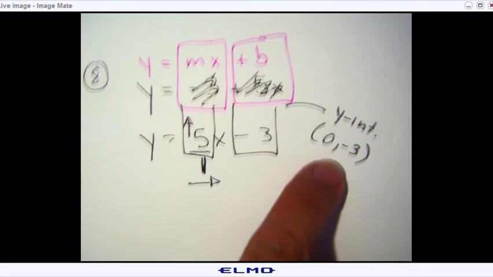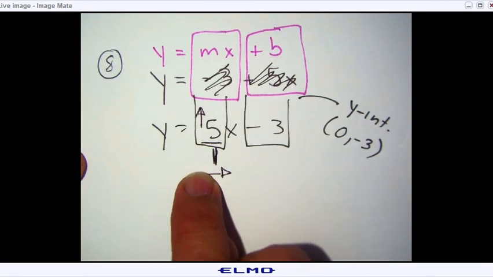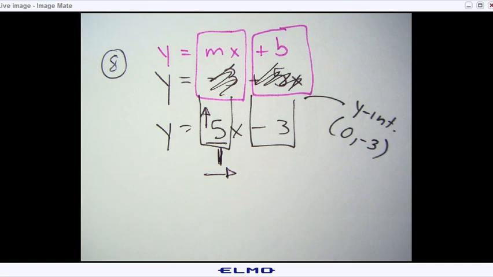Starting point 0, negative 3, 5 up and 1 to the right. And I'm starting the opposite with 0, negative 3. So there you go. That is it, and I did it for you. All you had to do was copy. Come on, and understand it. Don't just copy to copy. Copy to understand it, all right? Because we're cool like that.